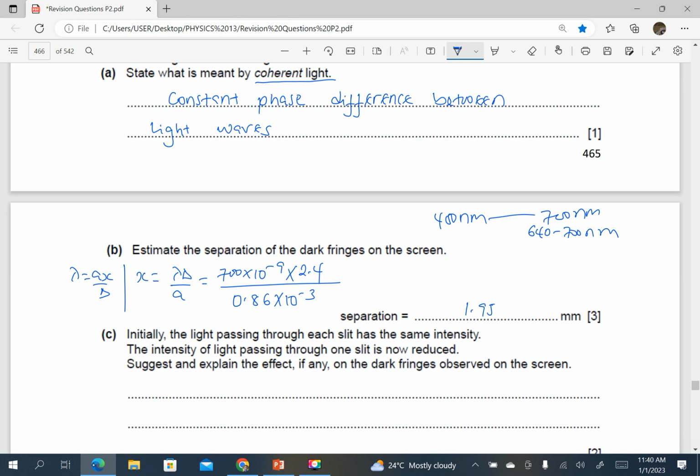I said you could choose another value for wavelength. Another person would find x using, say, 650 times 10 power negative 9, times 2.4 for d, divided by 0.86 times 10 power negative 3. This person would get a slightly different value, 1.8 times 10 power negative 3, which is approximately 1.8 millimeters. This would also be accepted because they didn't give us an exact value for the wavelength of red. So we can choose any value around red between 640 to 700 nanometers.